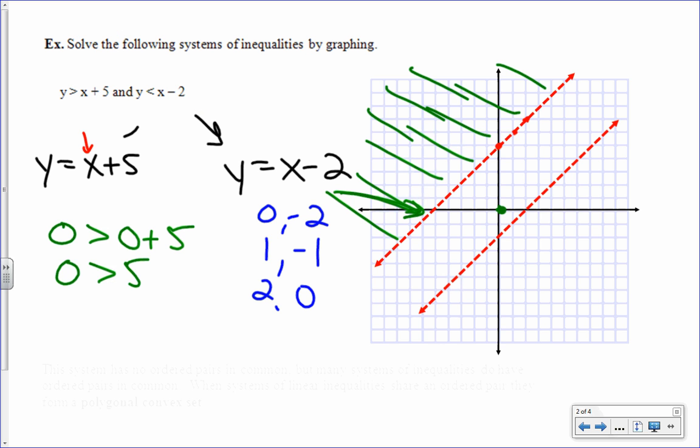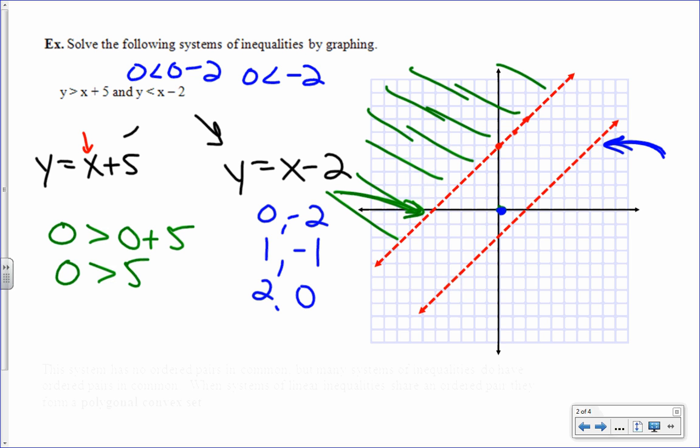So now let's work with the second inequality. Can we test 0, 0 again with the second inequality? Yeah, because it's not on the line, right? So if it's not on the line, we're basically testing above this line over here. So we try 0, 0. So we got 0 less than 0 minus 2, is 0 less than negative 2. No, that's not true. So again, with reference to this line, 0, 0 does not make that inequality true either.